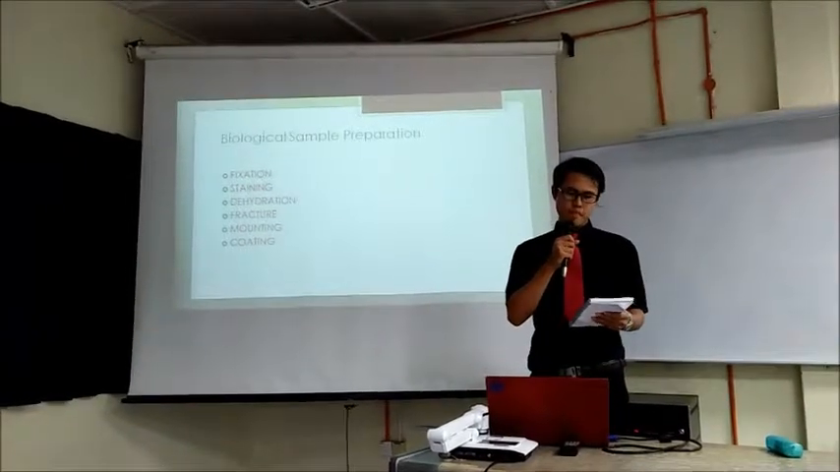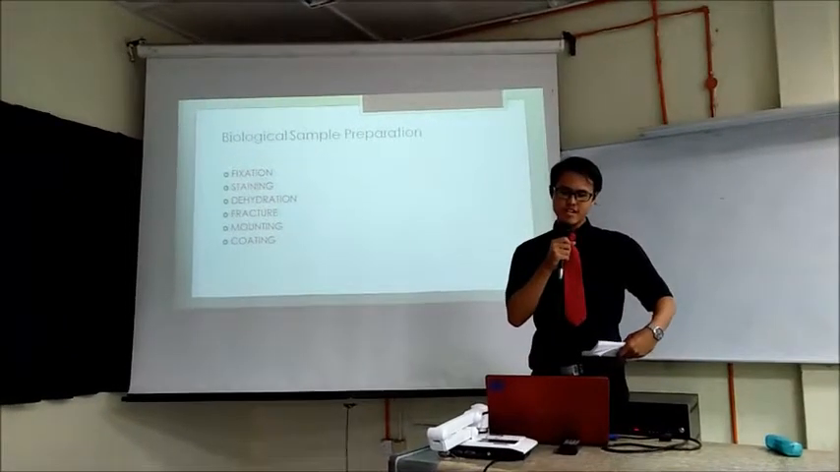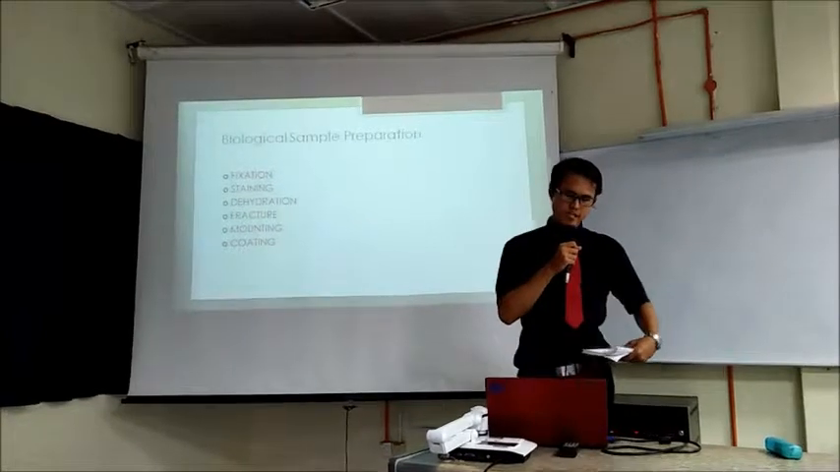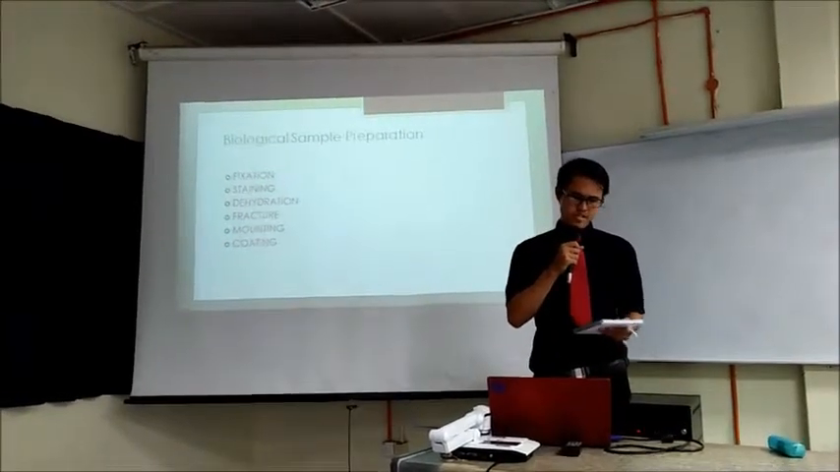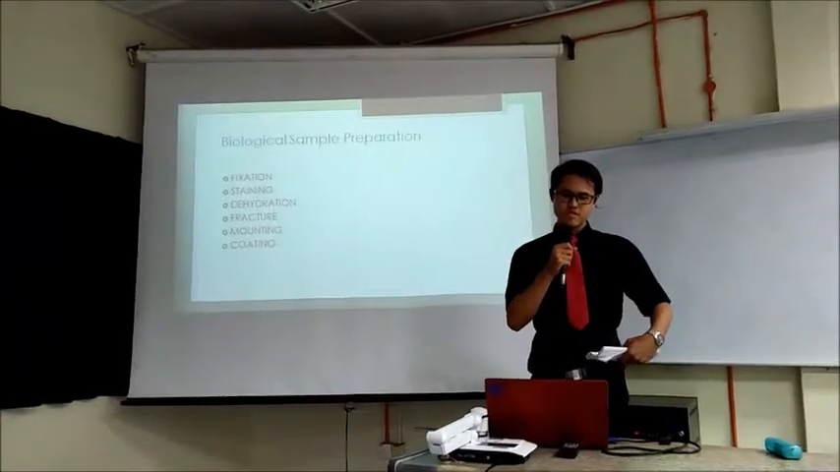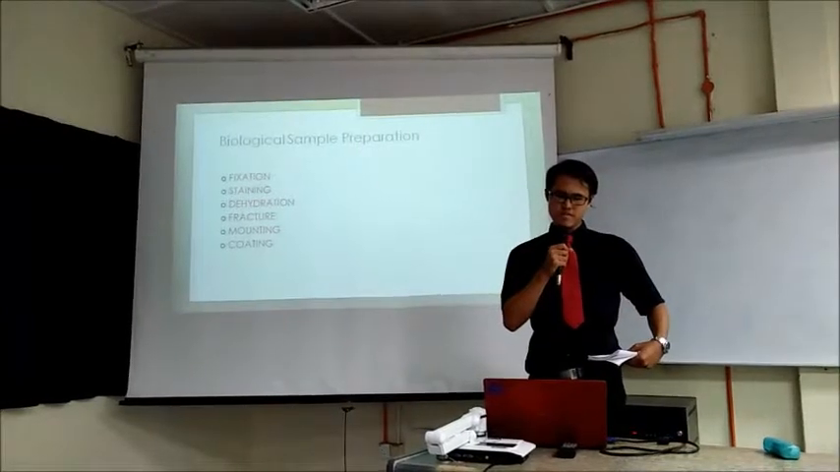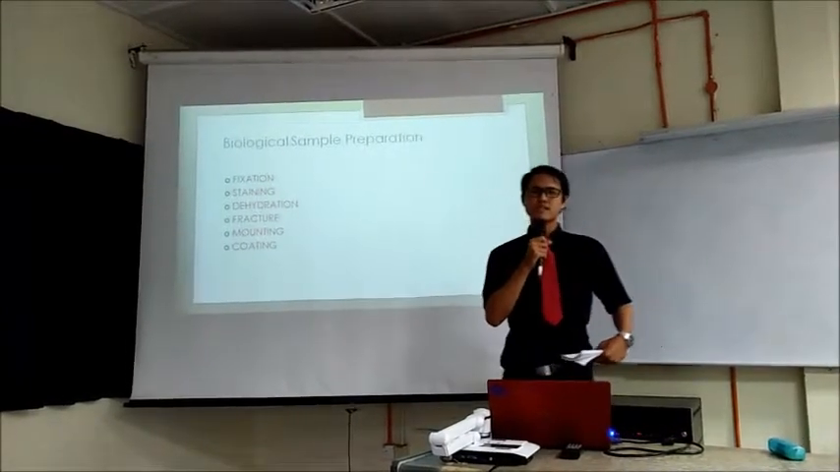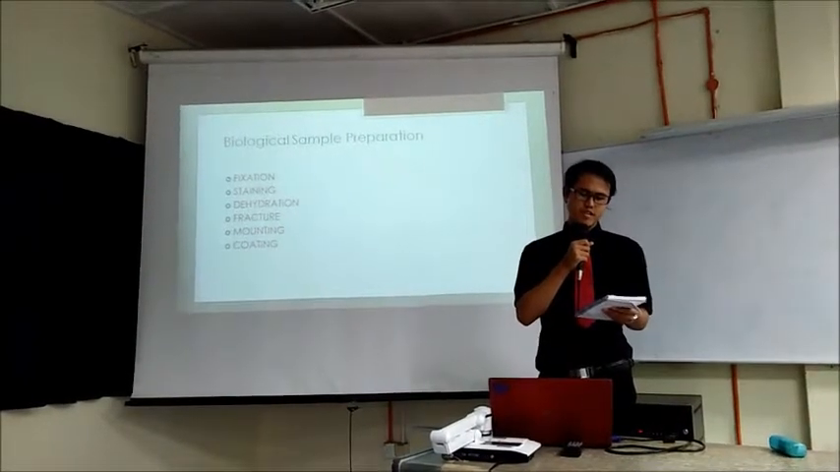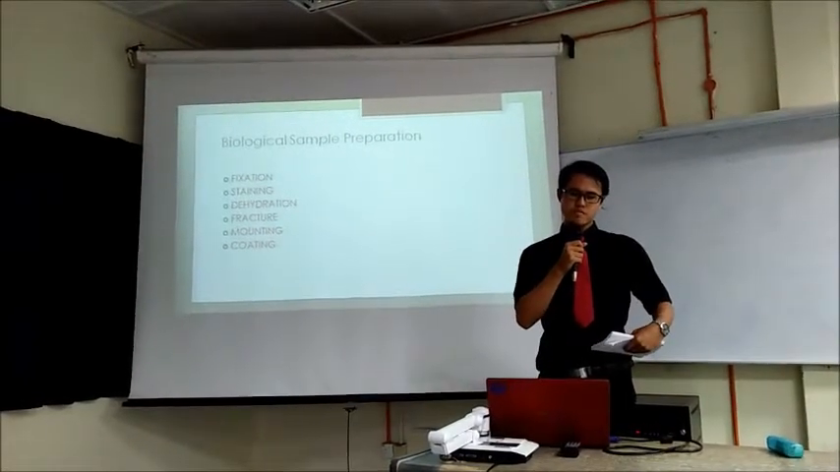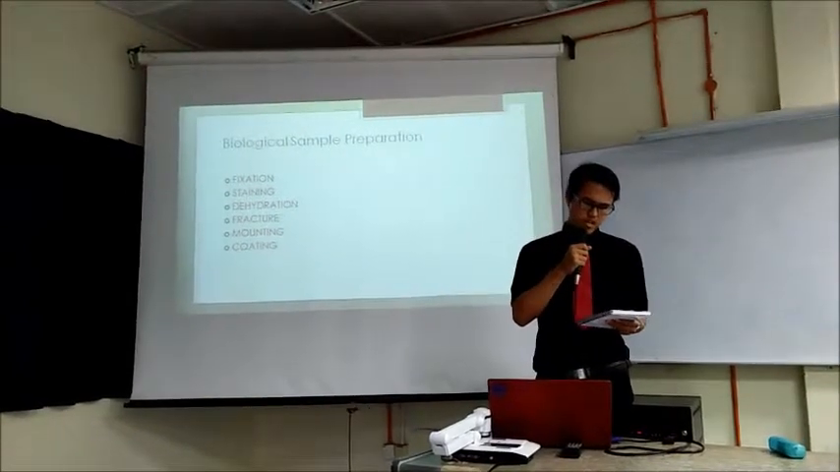Number two is staining. Staining the sample is for the contrast of the cell so that it can be analyzed. Number three is dehydration. Dehydration is the process of removing water from the samples. And the fourth one is fracture. Fracture is a process for breaking open the cells or samples for the analysis of the inner part.